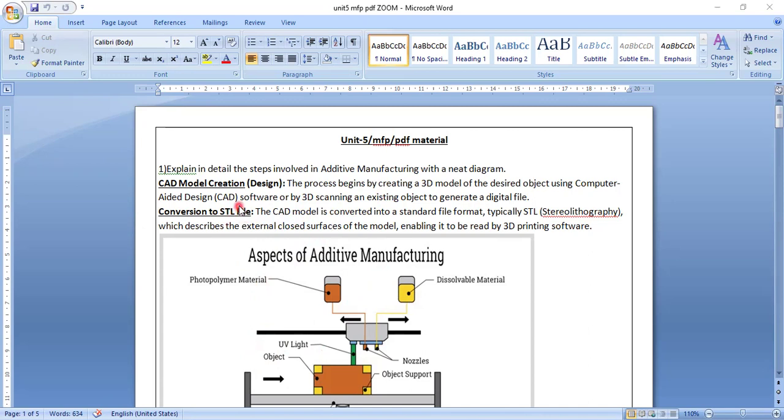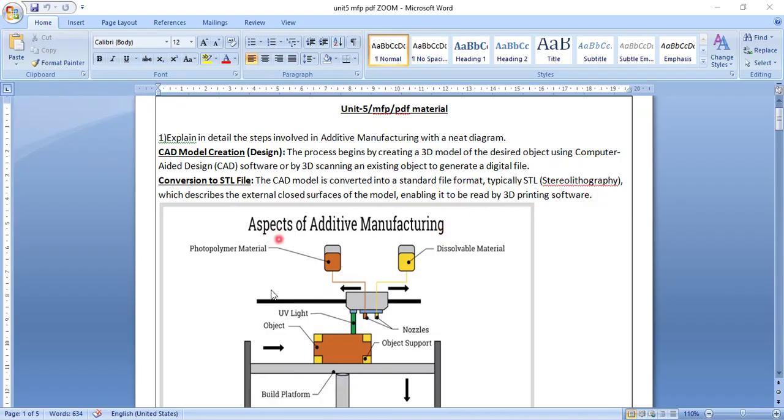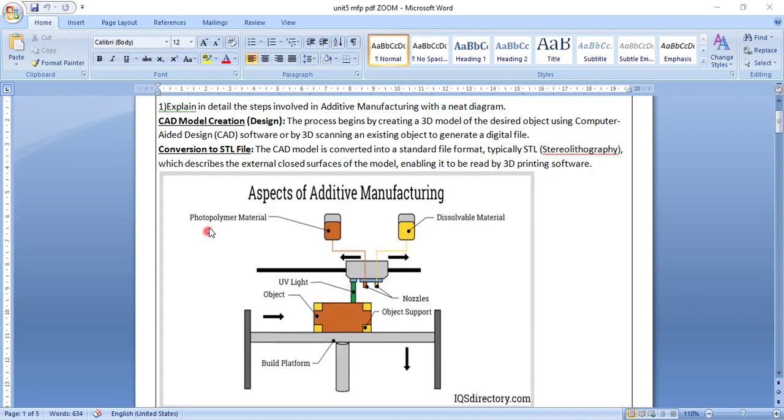First you have to design the model in CAD software in mechanical engineering, and then you have to convert it into an STL file. STL stands for stereolithography file, which will be divided into slices, and it is sent into the manufacturing machine where the printing is done. You can see the backside input is given. One is dissolvable material, which comes from one side, entering the machine, and the photopolymer materials are both coming here, and some nozzles are arranged here.